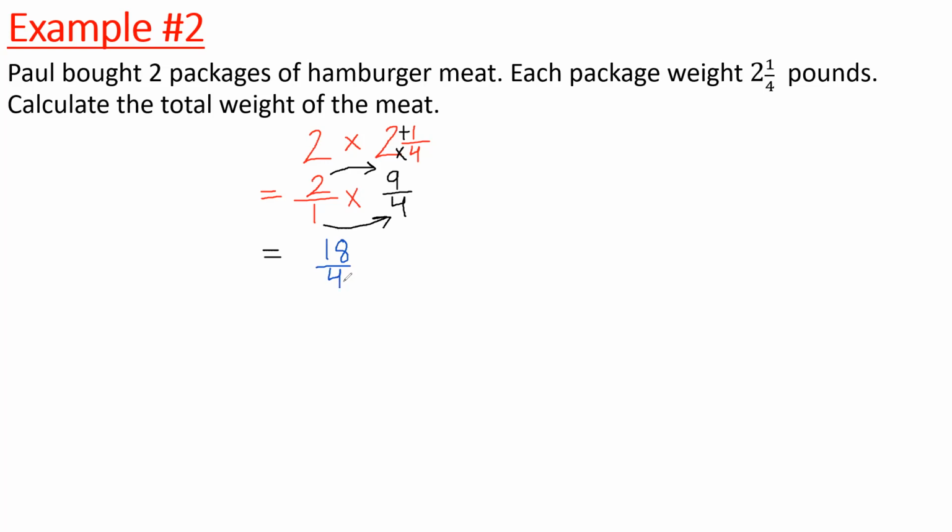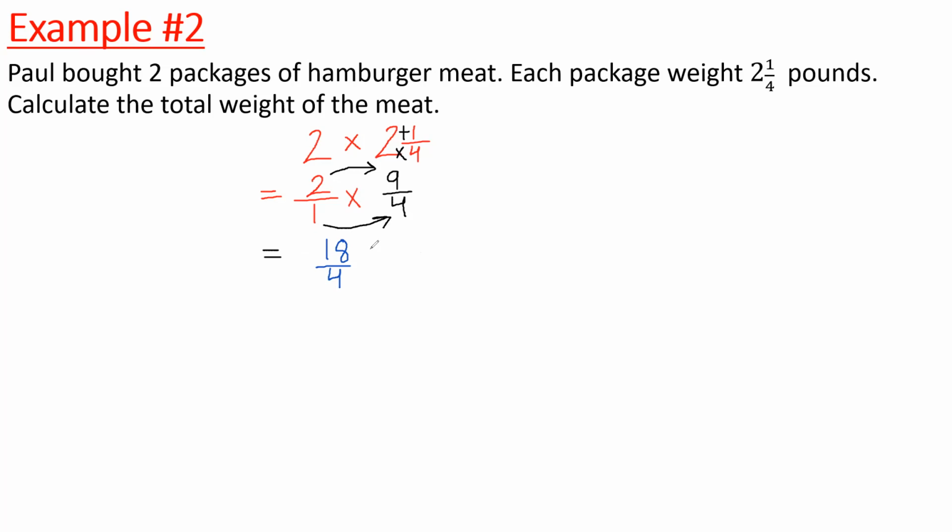So the first thing that we do is we say 2 times 2 and 1 over 4. We take the 2, which is the whole number, put it over 1, so it's 2 over 1. Multiply that by 9 over 4. How do we get 9 over 4? We change this mixed number into an improper fraction by saying 2 times 4, which is 8, plus 1, it's going to be 9, so that's 9 over 4. Then 2 times 9, which is 18, and 1 times 4, which is 4. Now we are left with 18 over 4. And my question is, how are we going to change this into a mixed number? What are we going to do to change 18 over 4 into a mixed number?